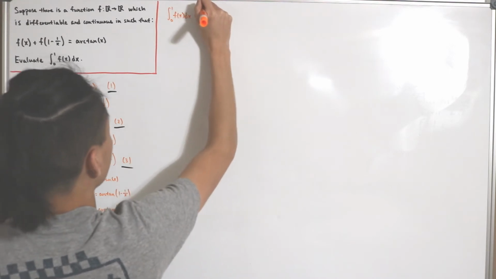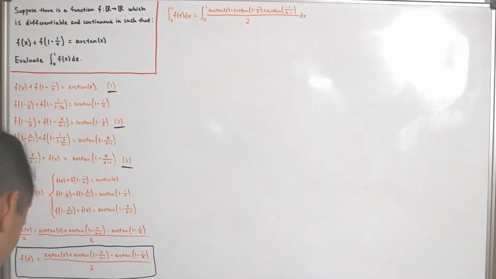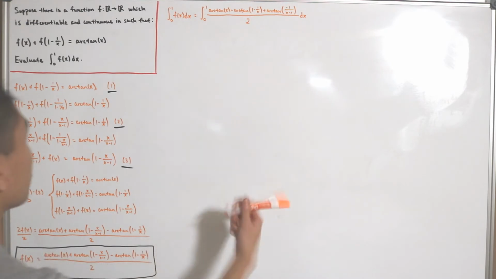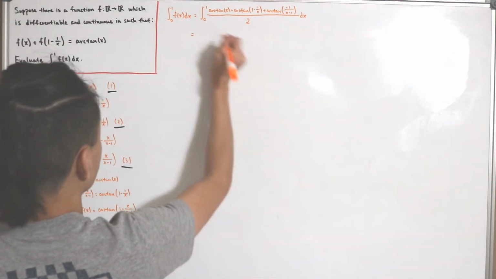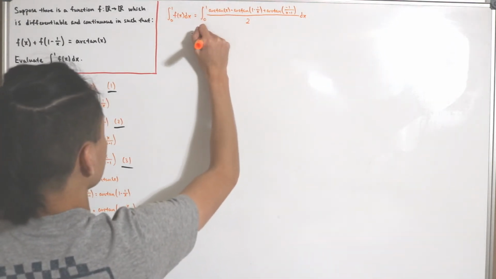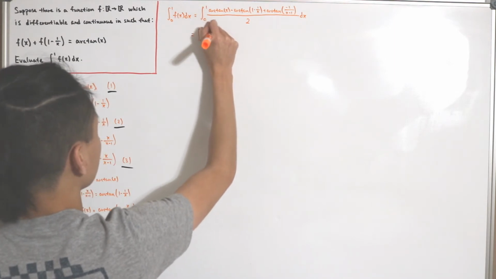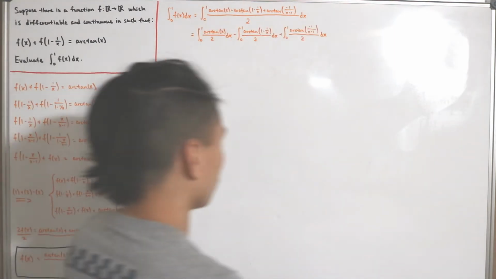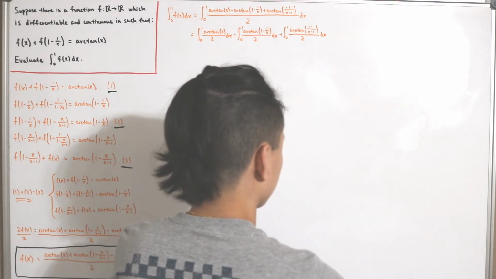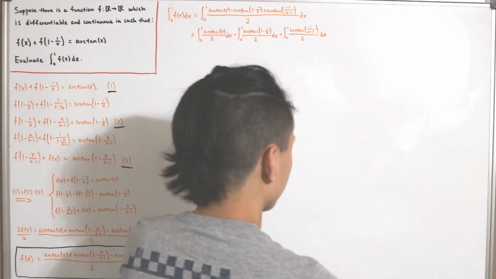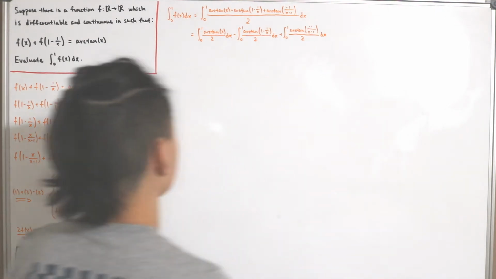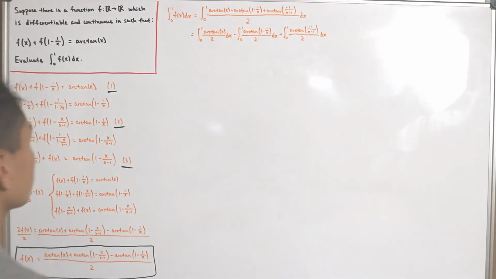Okay, so now we have the following integral. By using linearity, I can split this into 3 integrals. So now let's calculate each integral one by one. I'm going to do each of these calculations in red. Let's start off with the first one over here.